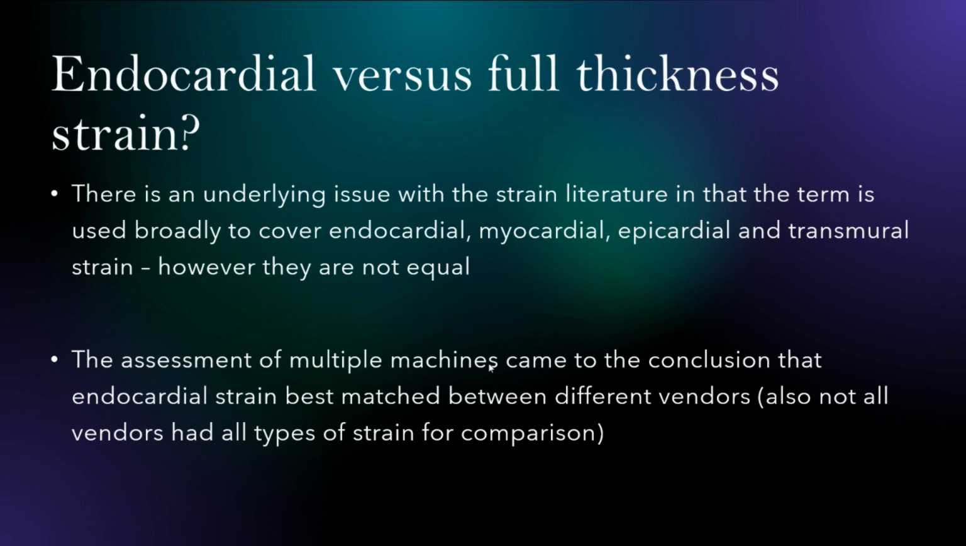There's a question as well regarding strain types, because on different machines you'll see the display differently. Sometimes you'll see the single line that we typically see with the Siemens as the default, but there is an element of whether you can actually track endocardial, myocardial, epicardial and transmural strain. However, they're not equal. Endocardial is highest, epicardial is lower. Part of this is that endocardial strain was decided to be the best match between different vendors, because not all vendors had all types of strain for comparison, whereas they all did have endocardial strain, so that was why it was decided to be relevant in this earlier study between machines.